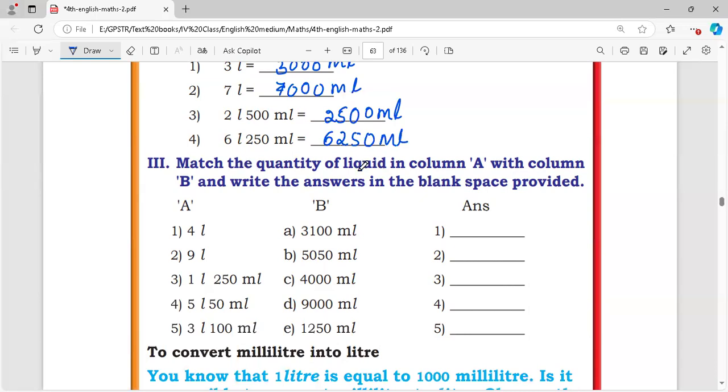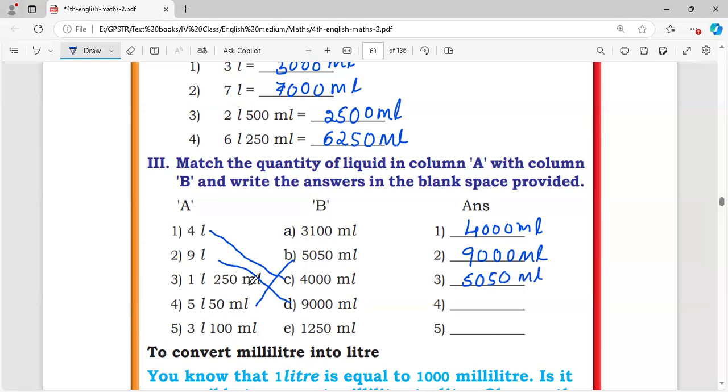Third one, match the quantity of liquid in column A with column B and write the answers in the blank space provided. 4 liter, 4 liter means 4000 milliliter. 9 liter, 9000 milliliter. 5 liter 50 milliliter, this is 5050 milliliter.